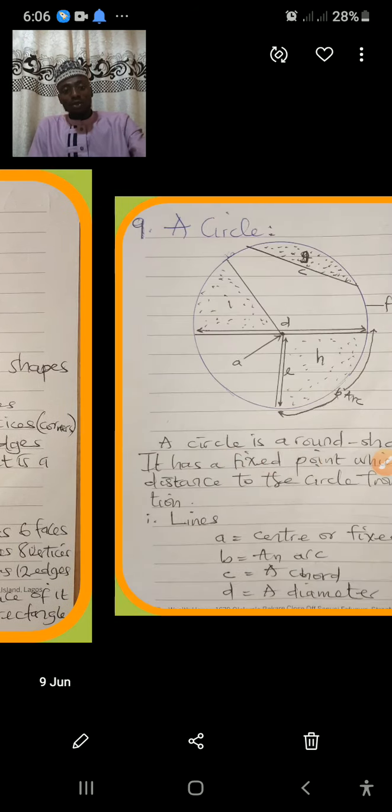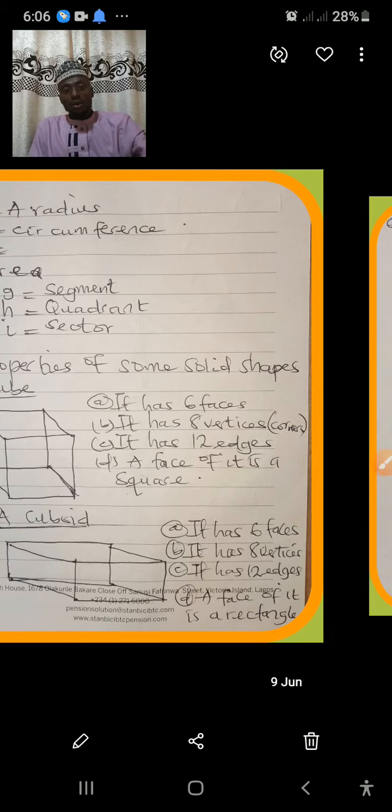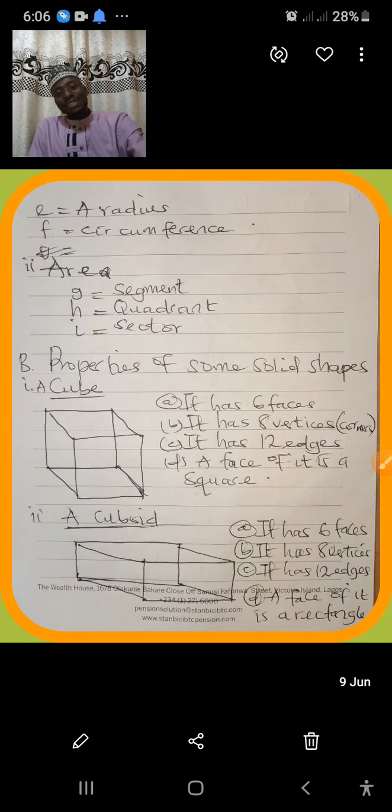And we have quadrant. Quadrant is when you divide a circle into 4 equal parts. So each part is called a quadrant. So that H is the quadrant. And I is the sector.